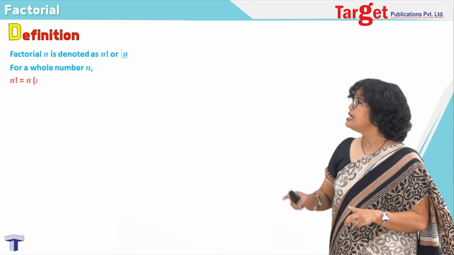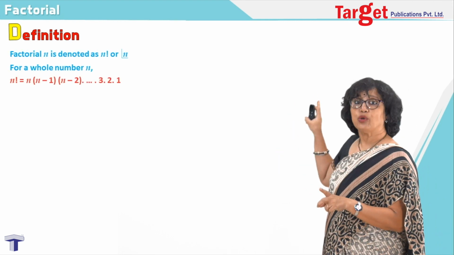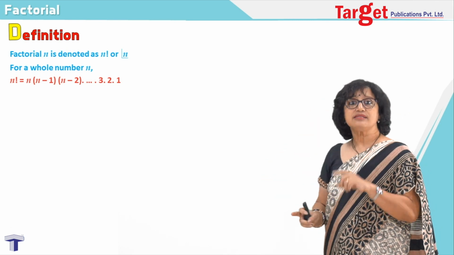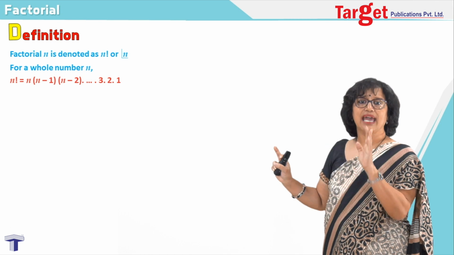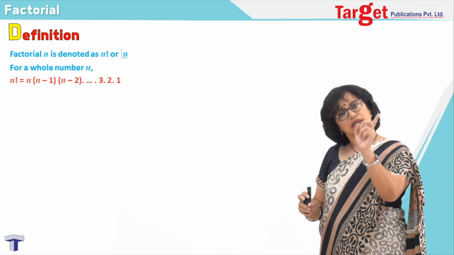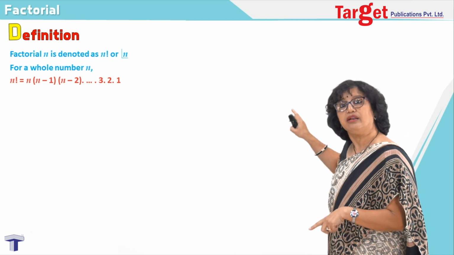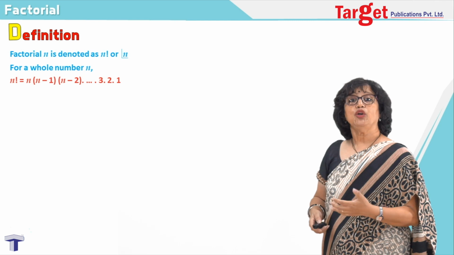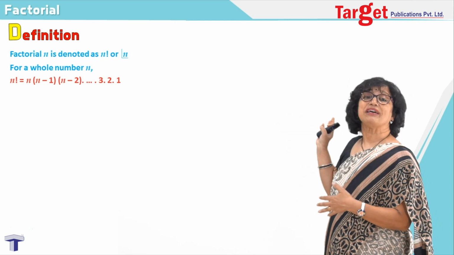The definition is: factorial n, which is denoted as n followed by an exclamation mark, is the product starting from n up to 1. That means n, then keep decreasing one by one: n into n minus 1 into n minus 2, and continue like this until you reach 3, 2, 1. So the entire product is named n factorial. You may be wondering why I am giving a special name to it.